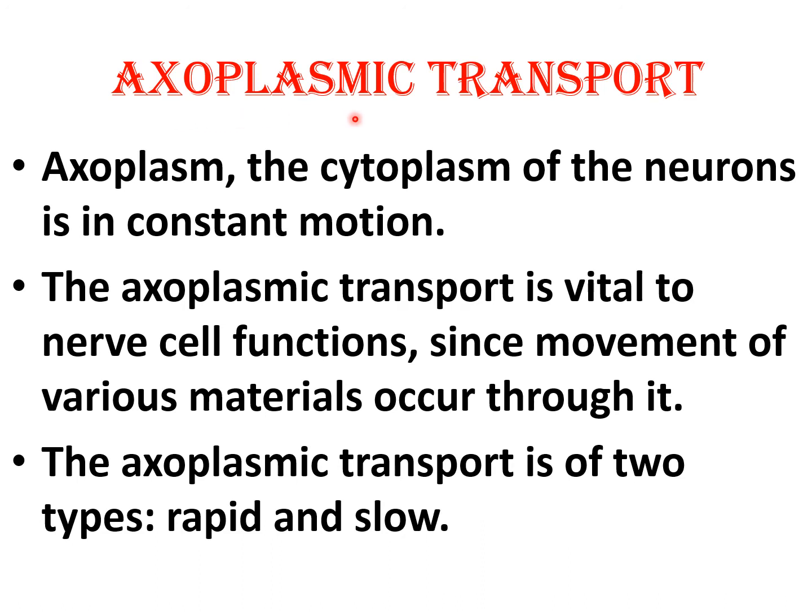So axoplasmic transport means the axoplasm, the cytoplasm of the neurons, is in constant motion. And axoplasmic transport is vital to nerve cell functions, since the movement of various materials occurs through it. And axoplasmic transport is of two types, rapid and slow.